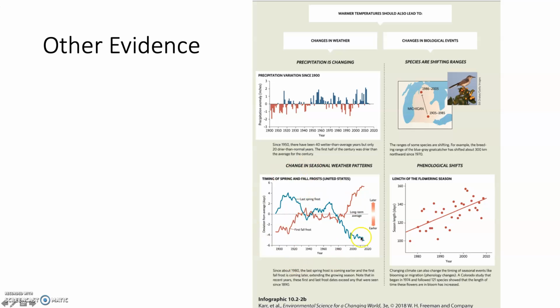But we can also see a change in seasonal weather patterns. So the timing of spring and fall frosts within the United States. That one is more clear, yes. Looking at the blue line here is last spring frost, and the red line here is first fall frost. We can definitely see a major flip in those lines.